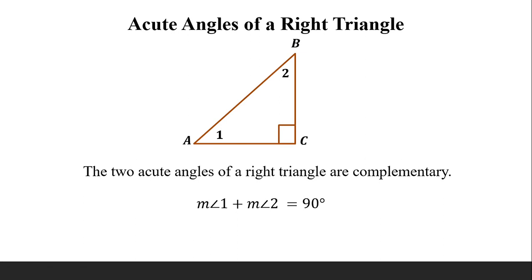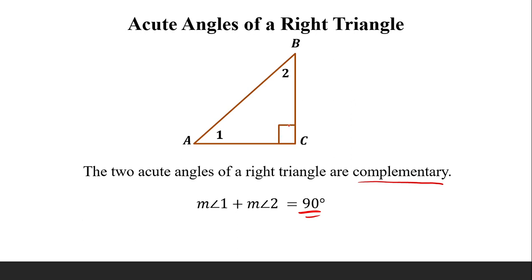So let's have the acute angles of a right triangle. This one is another theorem under triangle. Okay, so we have the definition of this theorem. The acute angles of a right triangle are complementary. When we say complementary, if we add the two angles, the sum of the two angles is equal to 90 degrees.